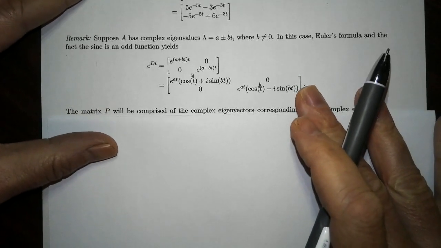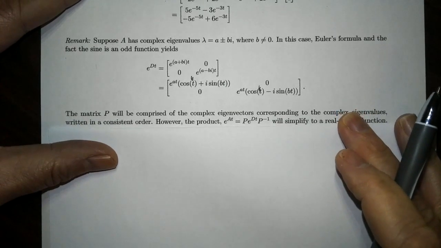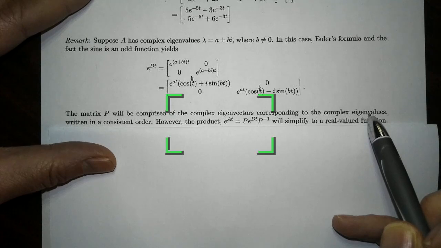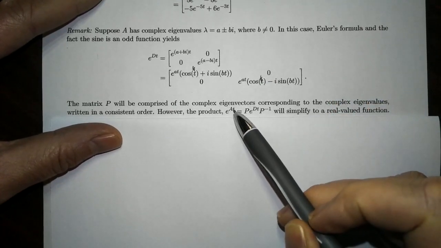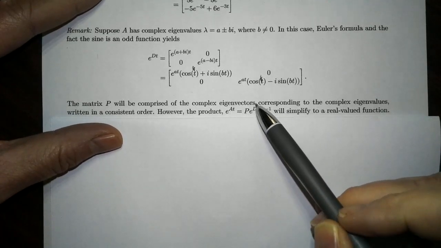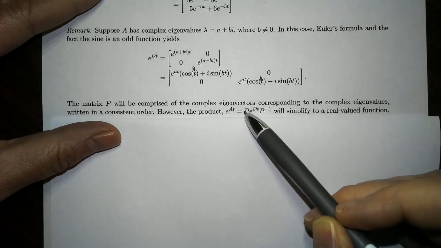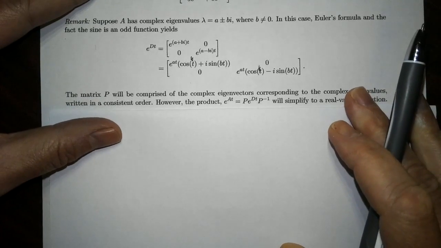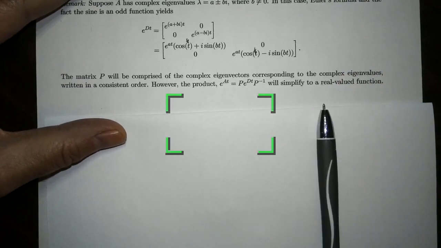Now the matrix P, if A has complex eigenvalues, will be comprised of complex eigenvectors corresponding to the complex eigenvalues. However, if we take the product for e to the At, we will actually get a real valued function. So even though e to the Dt involves complex valued functions, and even though P and P inverse involve complex quantities, the entire result will simplify to be a real valued function.